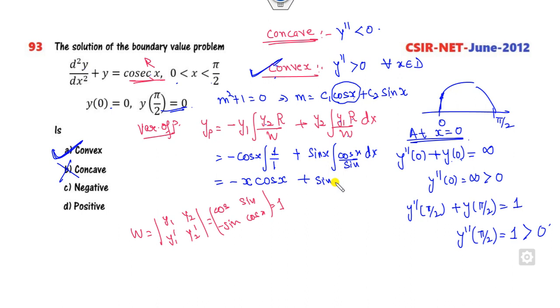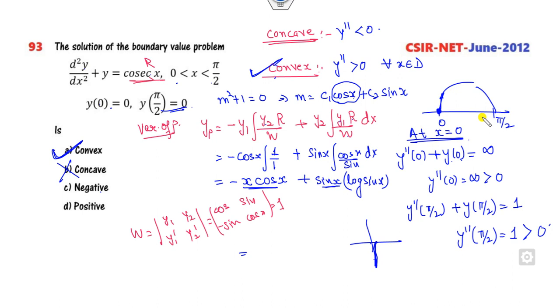Fine. Now how can you solve that? Now you can see whether it's positive or negative in this domain. Firstly, x is equal to 0. Log of 0 is negative, it's an infinity. But sine of 0 is 0, so it's my 0.